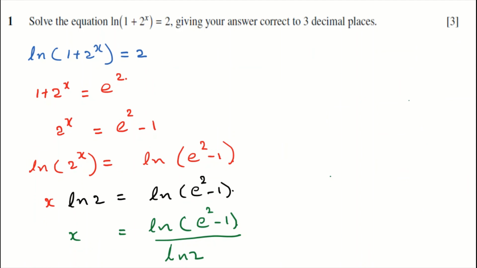Next, ln (1 plus 2 to the power x) equals 2. Step number 1 is to take the antilog: 1 plus 2 to the power x equals e to the power 2. This gives us 2 to the power x is equal to e to the power 2 minus 1. Now we take logarithms on both sides again: ln 2 to the power x is equal to ln (e to the power 2 minus 1). The power x is taken to the front again: x ln 2 equals ln (e to the power 2 minus 1). So x is equal to ln (e to the power 2 minus 1) divided by ln 2. You can apply this in the calculator and find the answer correct to 3 decimal places.